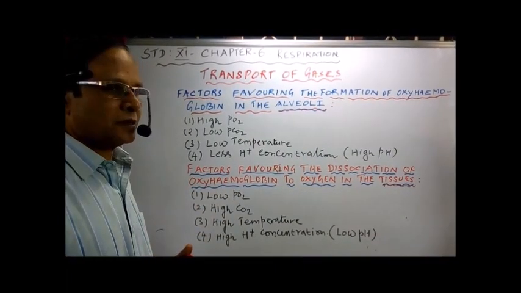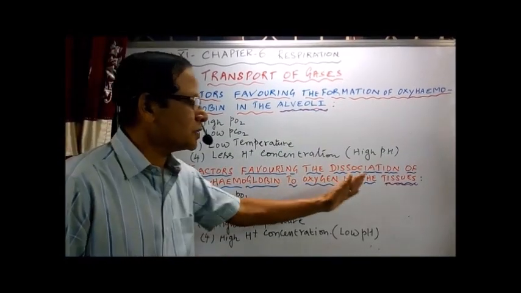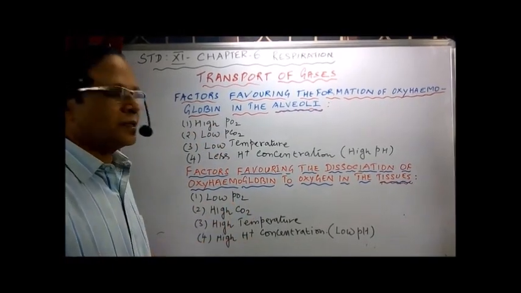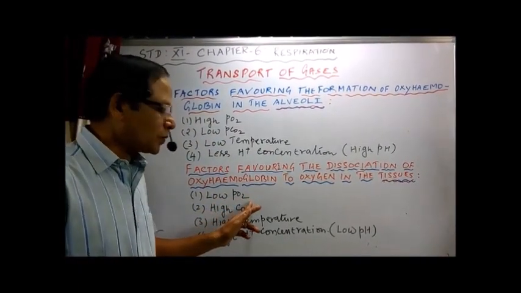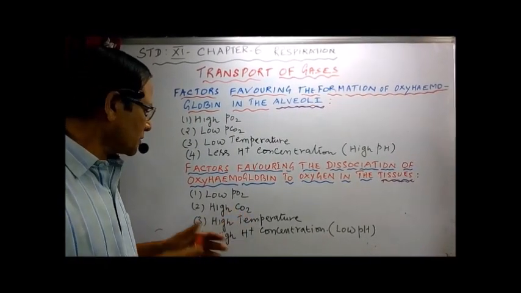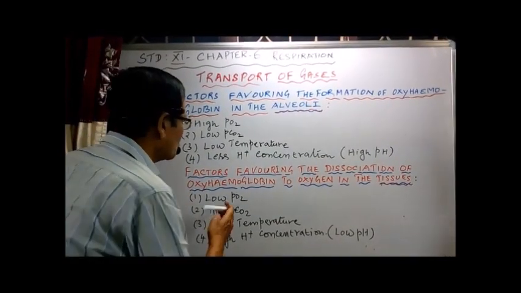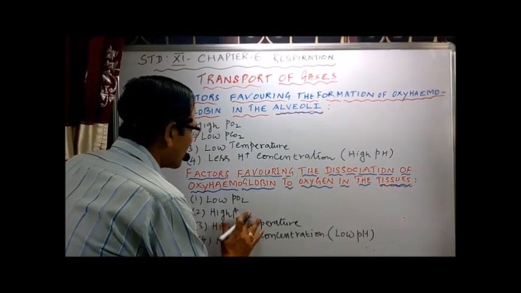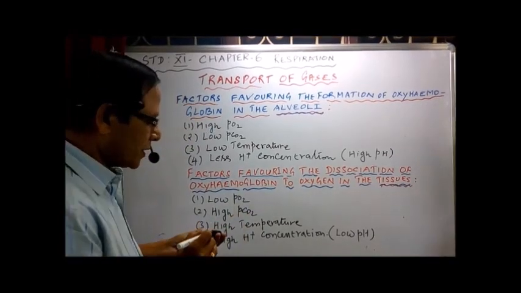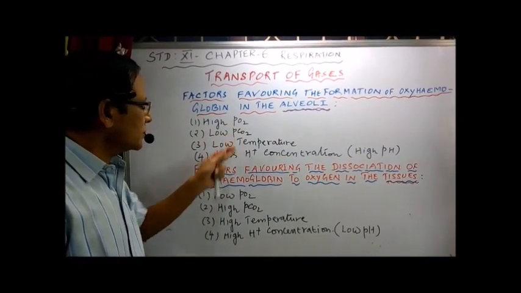Now what are the factors favoring the dissociation of oxyhemoglobin to oxygen in the tissues? The reverse is the case for these factors in the tissues, where we have low partial pressure of oxygen, then high carbon dioxide concentration or high partial pressure of carbon dioxide. We can say in terms of partial pressure of carbon dioxide, high PCO2. So when compared to the lungs, in the tissues the partial pressure of carbon dioxide is high. Then high temperature. All are just in the reverse order here.